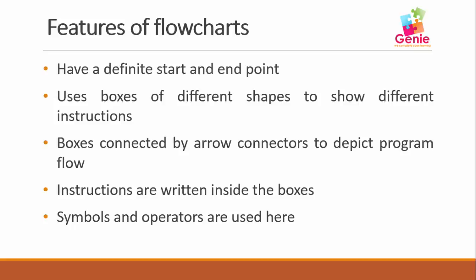Here we list down some features of the flowcharts. A flowchart, like a pseudocode, has a well-defined start and end point. We draw flowcharts by drawing boxes of different shapes and writing the program instructions inside that box. We will see later what different shaped boxes are meant for. We connect the boxes to each other by arrows drawn in the direction of program flow.